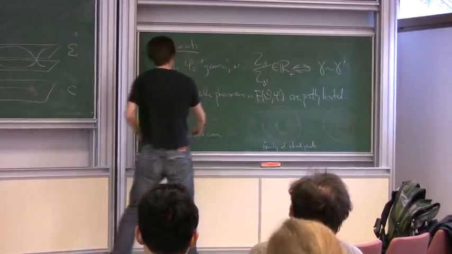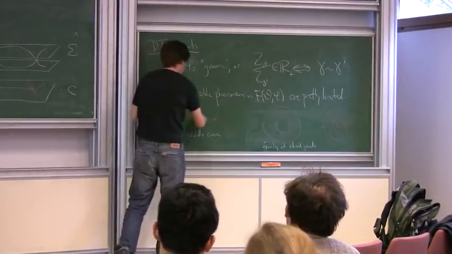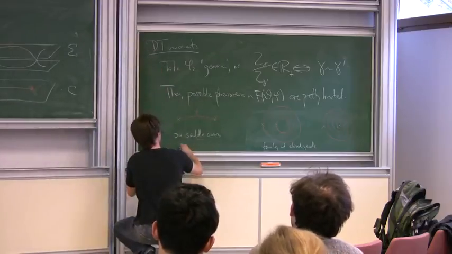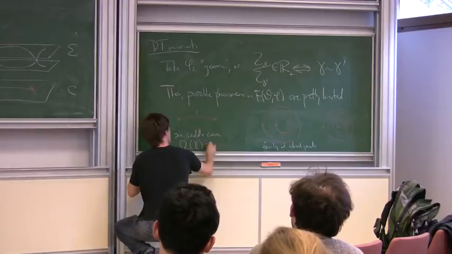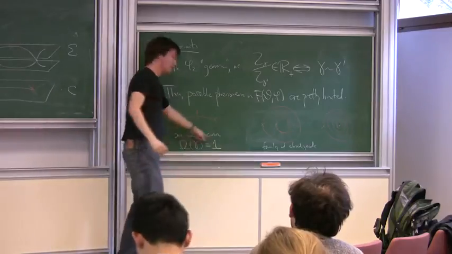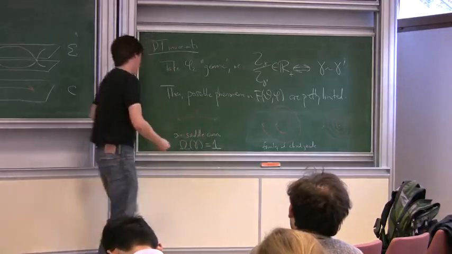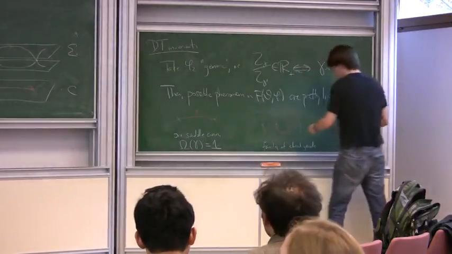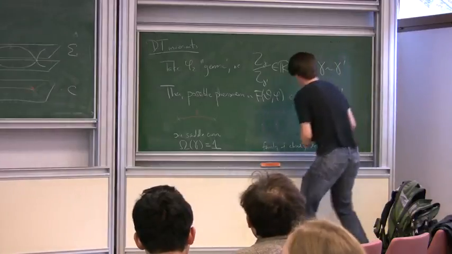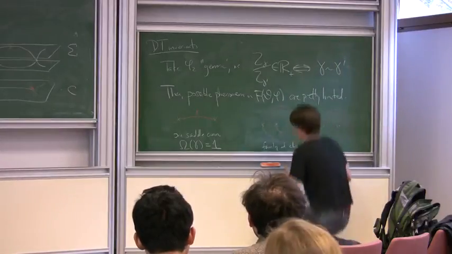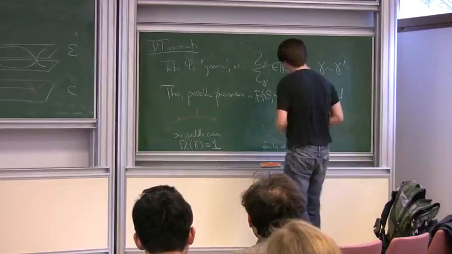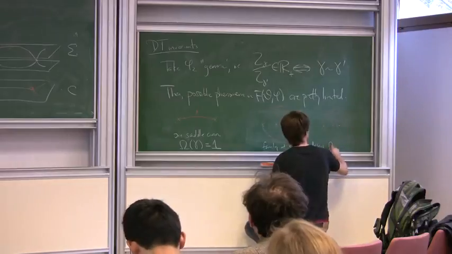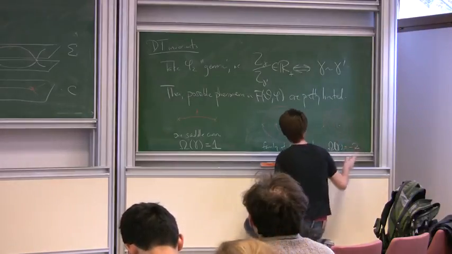First I want to say that if I have a single saddle connection carrying charge gamma, then I'm going to define omega of gamma equal to 1. And if I have one of these families of closed geodesics, again with charge gamma here, then I'm going to define omega of gamma to be -2.